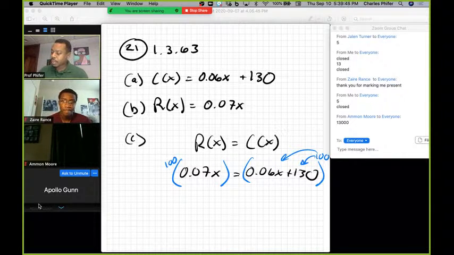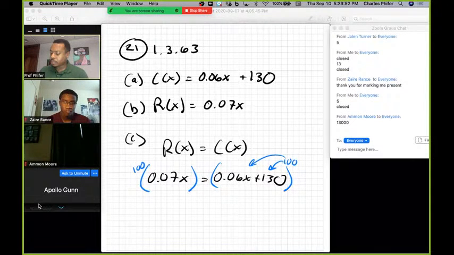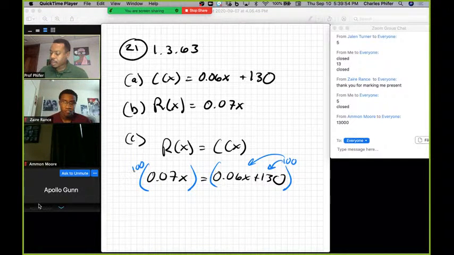Okay. Let me get some space for myself. There's no need to try to jam myself over there. I've got a digital board, so I can give myself some space.